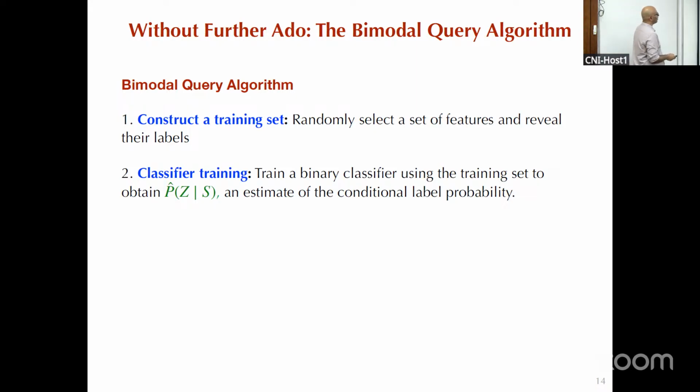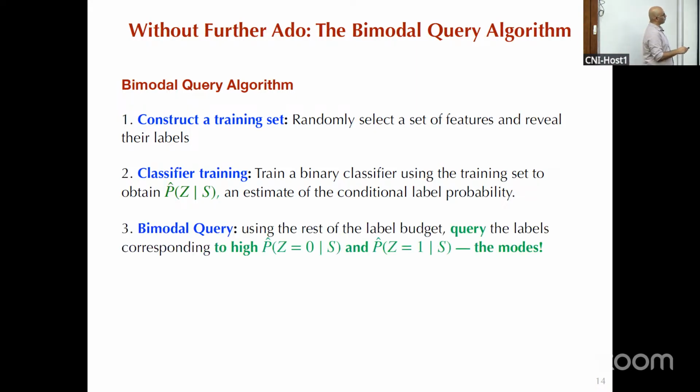So you train a classifier, and then using the rest of your label budget, you query the labels corresponding to high values of p hat z equals 0 given s and p hat z equals 1 given s. Right, so we call this bimodal query. The idea is that for this classifier, you look at points where, given this feature, there is the highest chance of being a high amyloid person and the highest chance of being a low amyloid person. You only query those people. Don't query anybody else, only those people, okay?